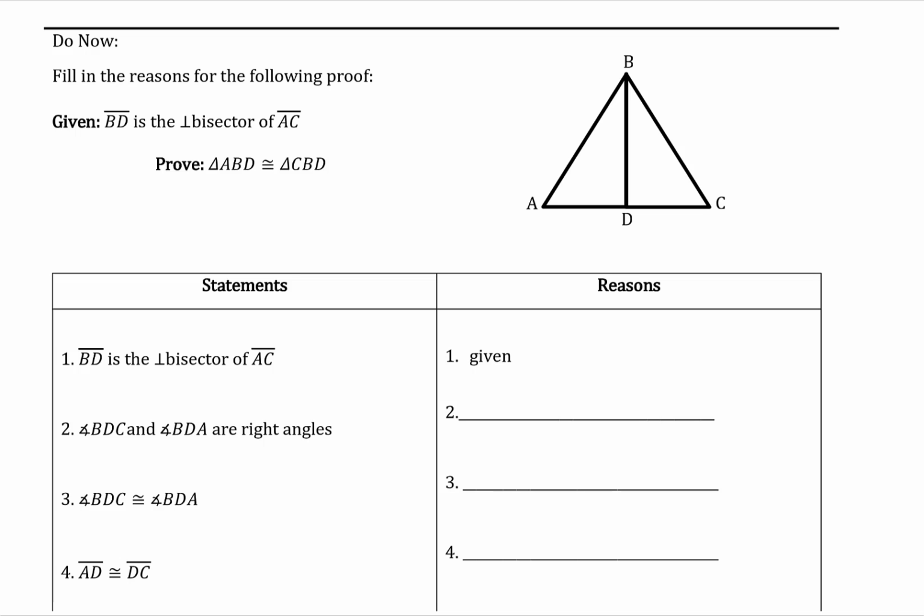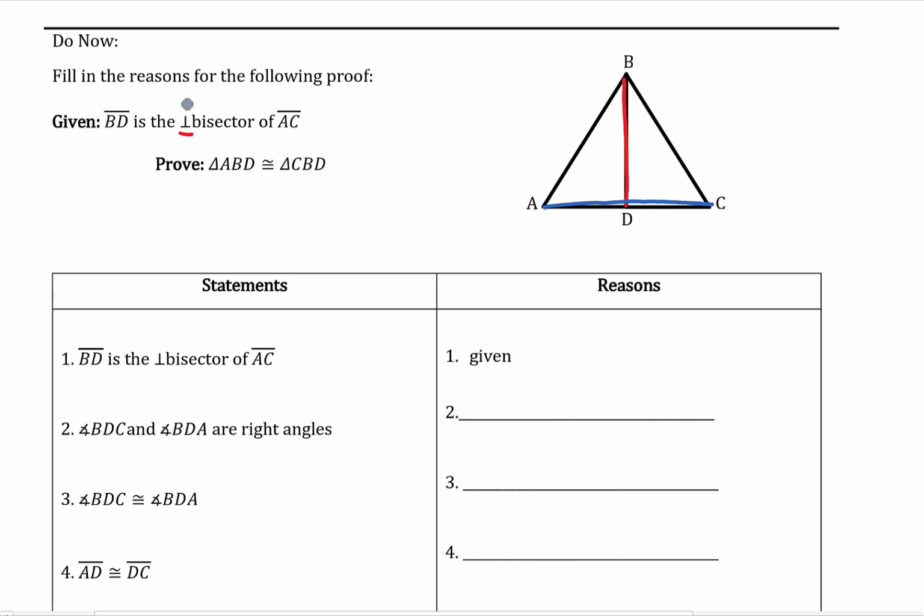Hello everyone. Okay, we have a do now here. Fill in the reasons for the following proof. BD is a perpendicular bisector of AC. So that tells us this guy right here is perpendicular to this guy right here.